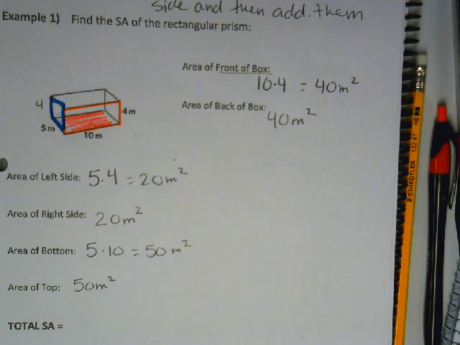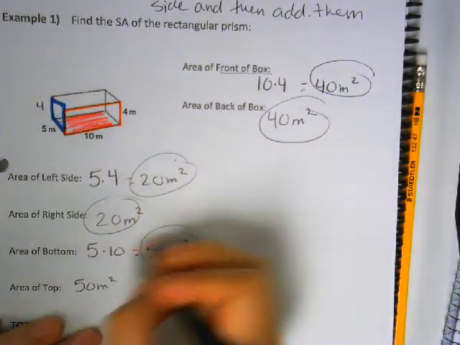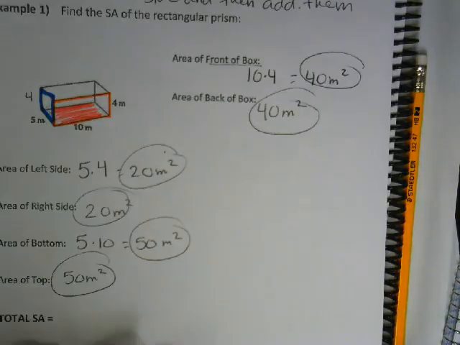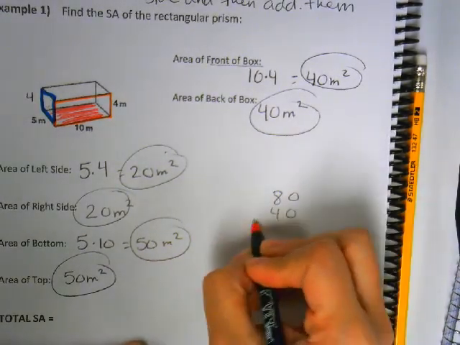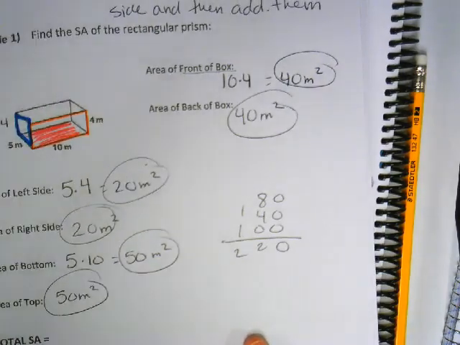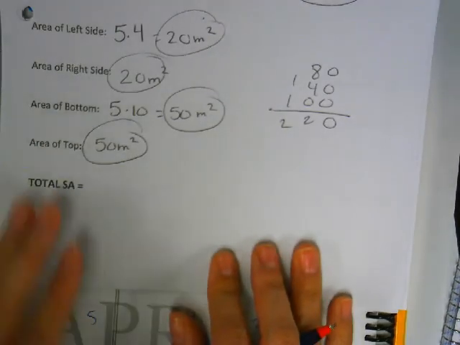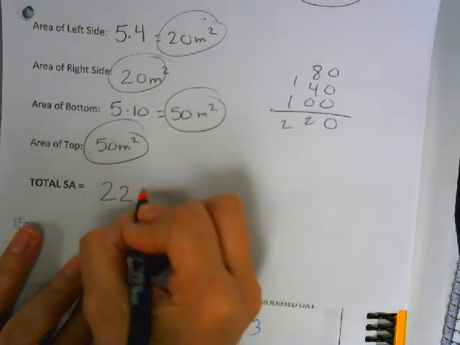Did I find the area of each side? I found the area of each side. Now, how do I find surface area? I add them all up. So I'm going to add 40, 40, 20, 20, 50, 50. 220 meters squared. Isn't it meters squared? Area. So its total surface area is 220 meters squared.